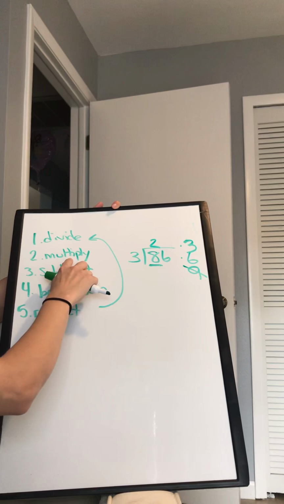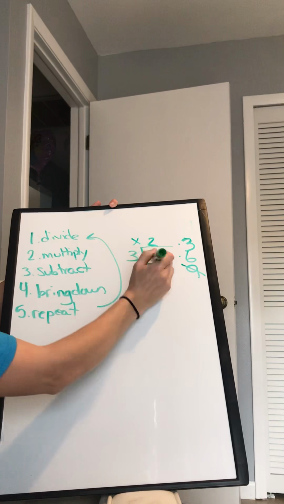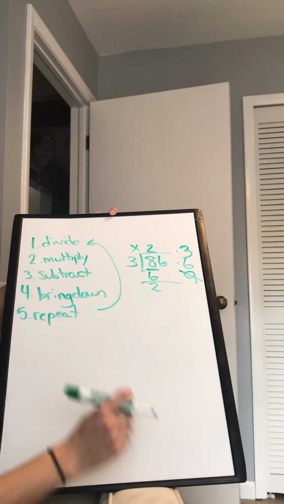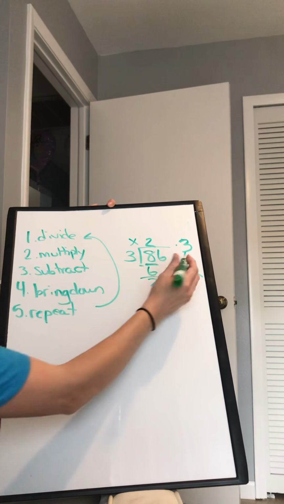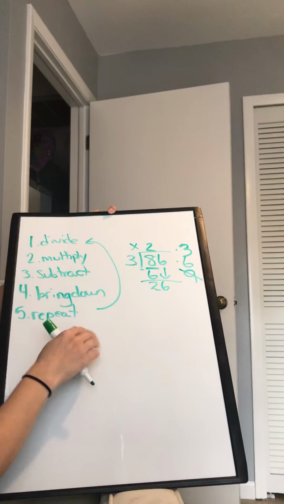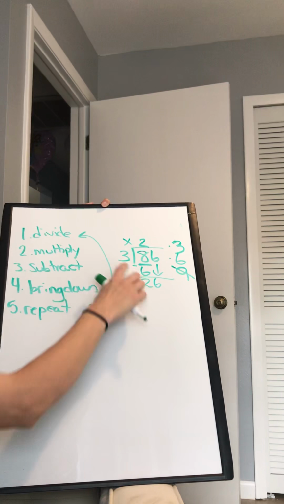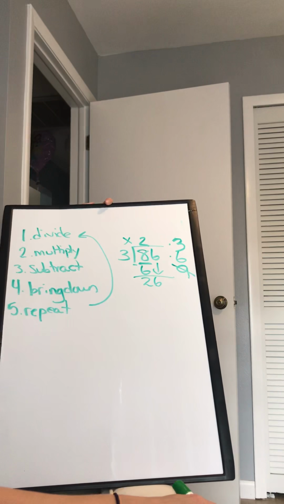Second step, multiply. 2 times 3 is 6. Third step, subtract. 8 minus 6 is 2. Fourth step, bring down. I'm going to bring down that 6. Now I repeat, I divide again. So how many times does 3 go into 26 now without going over?